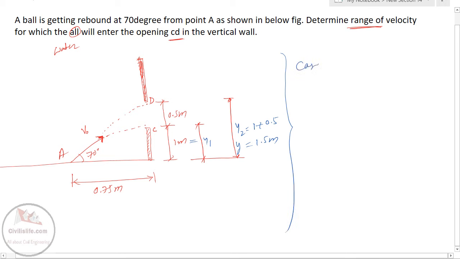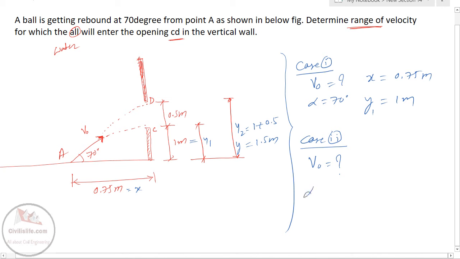Again there are two cases. So that is case 1. In case 1, v0 is the question mark and alpha is 70 degree. x is what here? See, x is this one. It is x 0.75 meter and y1 is 1 meter. For case 2, v0 is the question mark, alpha is 70 degree, x is 0.75 meter, y2 is 1.5 meter.